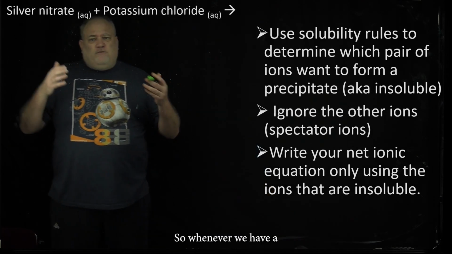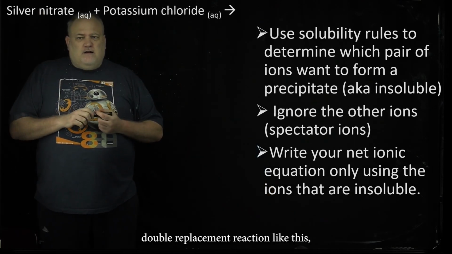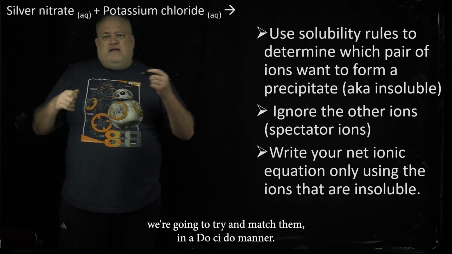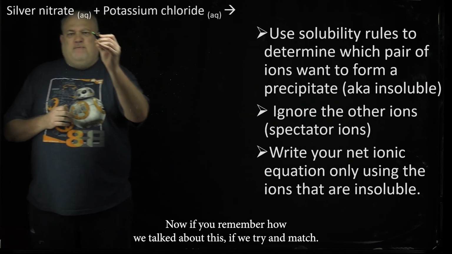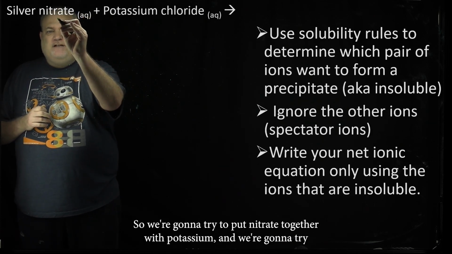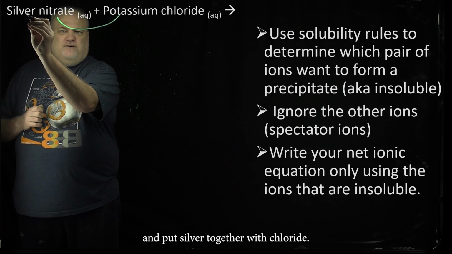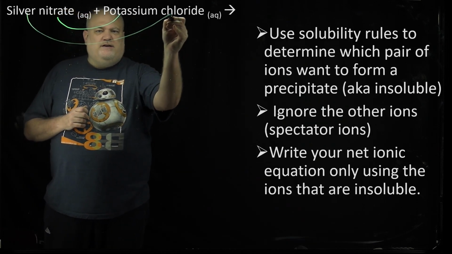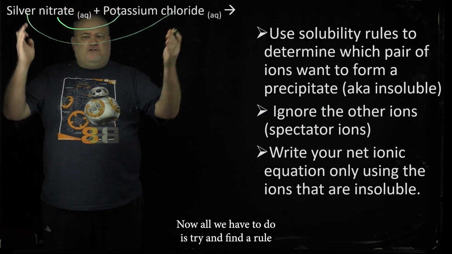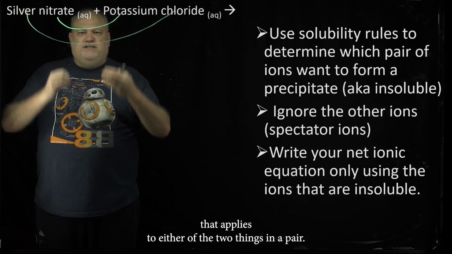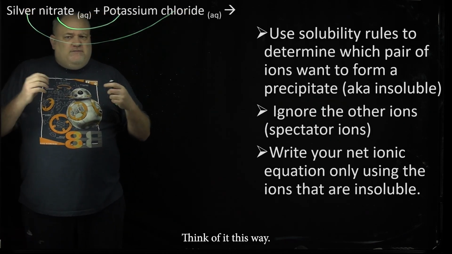So whenever we have a double replacement reaction like this, we're going to try and match them in a do-si-do manner. Now, if you remember how we talked about this, we're going to try and put nitrate together with potassium, and we're going to try and put silver together with chloride. Now, all we have to do is try and find a rule that applies to either of the two things in a pair.